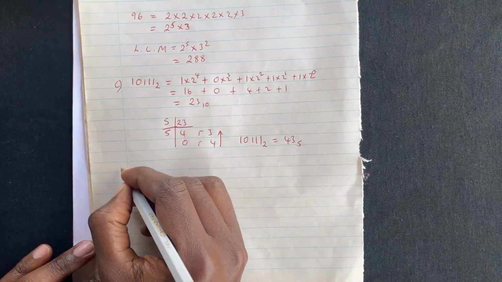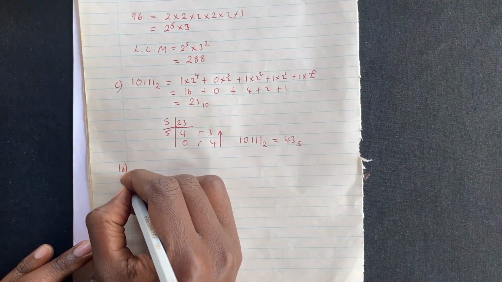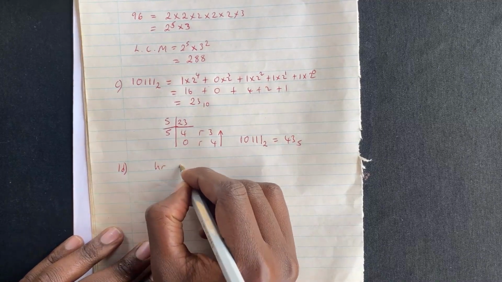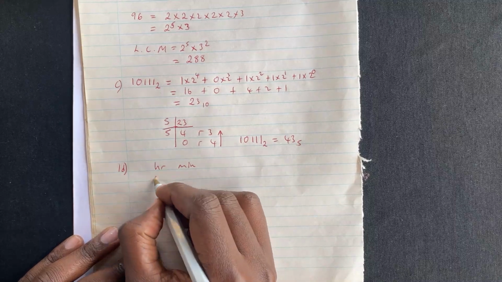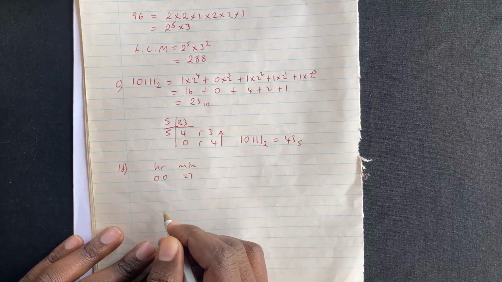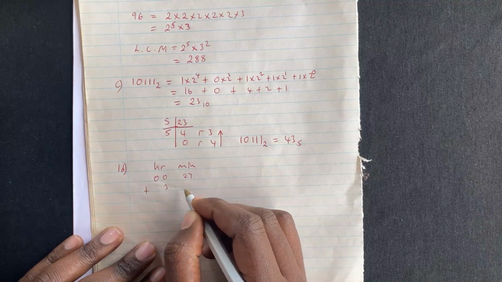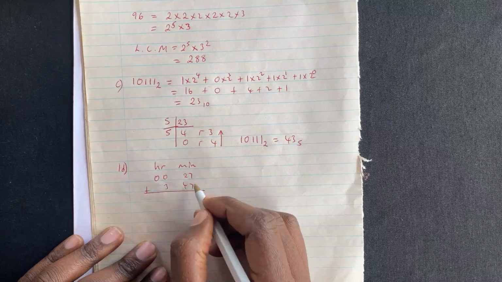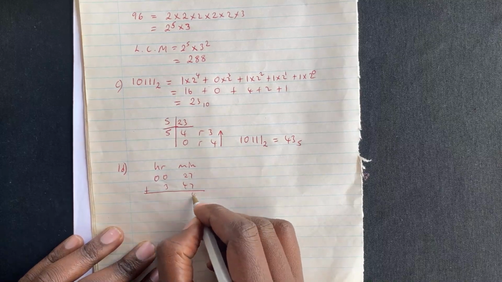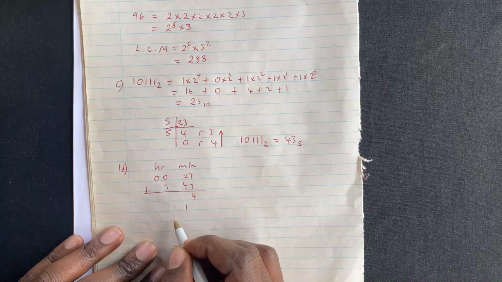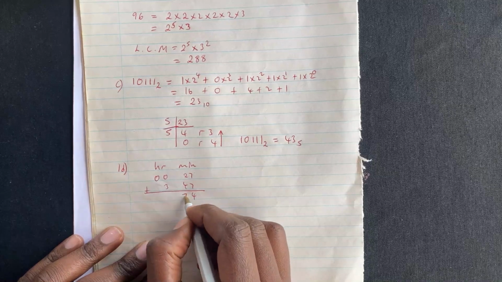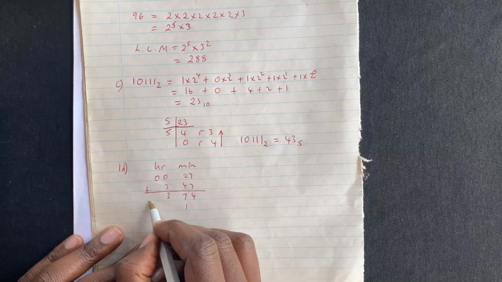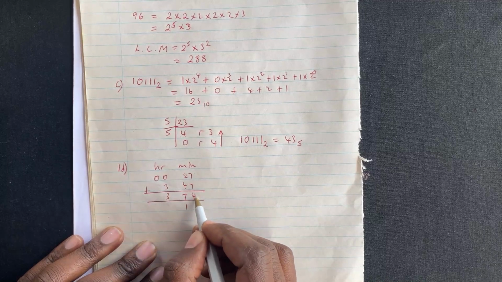So this is our hours, our minutes. So 0027 plus 347. So 7 plus 7, that is 14. 4 carry 1. 2 plus 4, that is 6 plus 1, that is 7. 0 plus 3, that is 3. So we're going to get 3 hours 74 minutes.